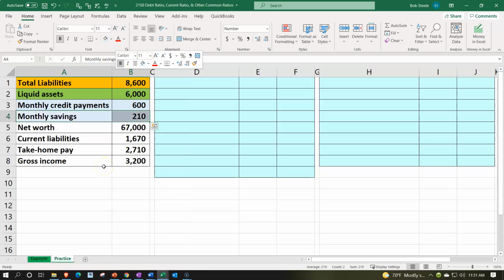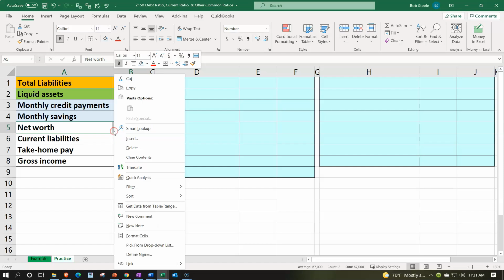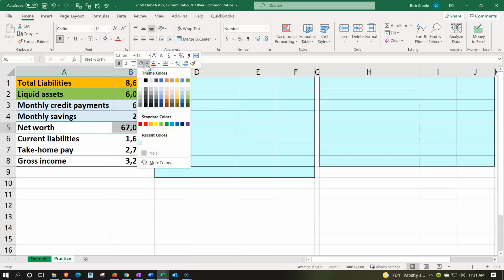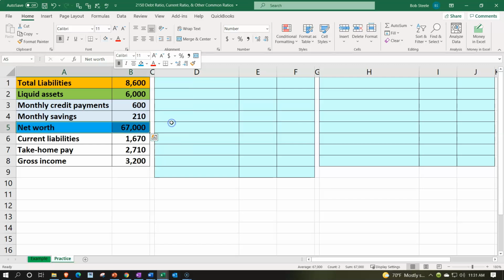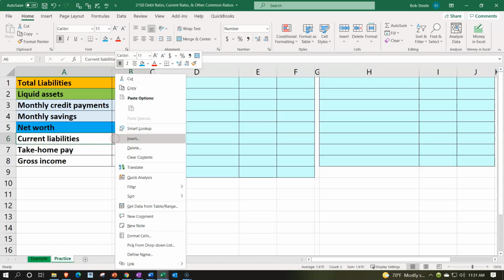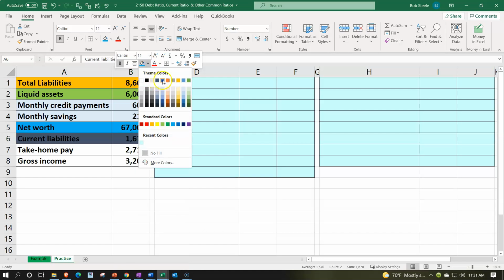Net worth, the net worth calculation, that would be basically the bottom line of the balance sheet. So I'm going to right click, that's assets minus liabilities, equivalent to the equity if you're talking about normal accounting or business accounting. I'm going to make that blue. And then the current liabilities, that's going to be a liabilities account. So we'll make that an orange account. So we'll make that orange up top.